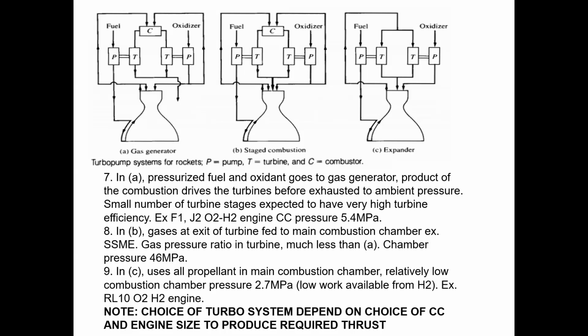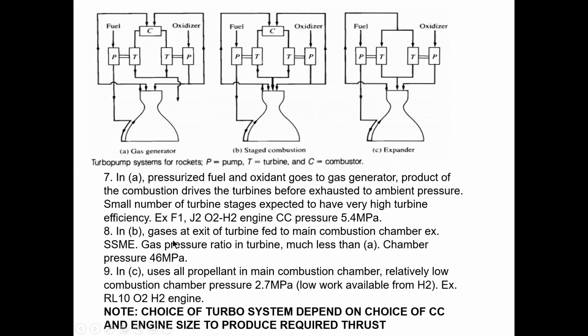Then in the staged combustion system, the gas at the exit of the turbine is fed from the combustion chamber. In the earlier case it was the gas generator, but here it's fed to the main combustion chamber. The gas pressure ratio is much lower than in the case of A, and the chamber pressure is also higher. As you can see, it's 46 megapascal. Here we have given an example of the SSME engine, the space shuttle main engine.